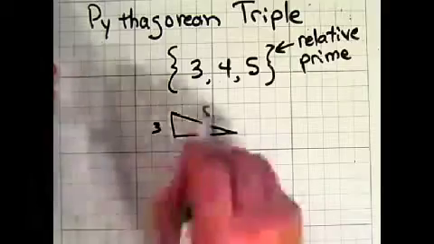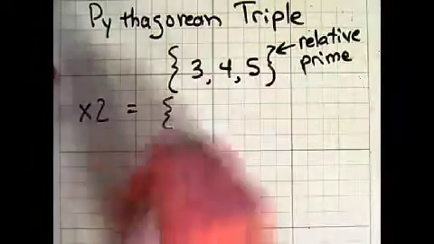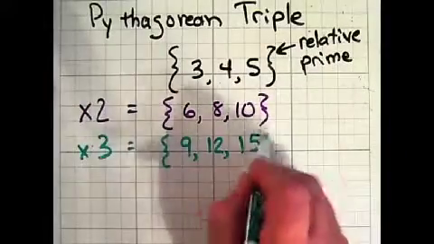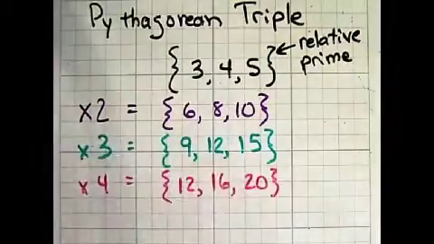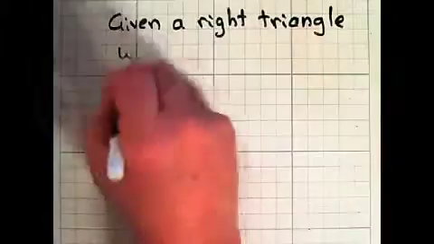Now, this is called a relative prime Pythagorean triple. If you were to double the side lengths, for instance, you could get 6, 8, and 10, or triple it, 9, 12, 15. These other examples are not relative prime. The 3, 4, 5 is a relative prime.